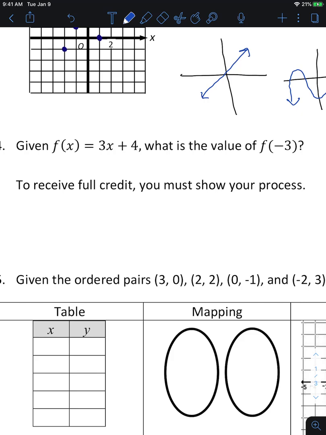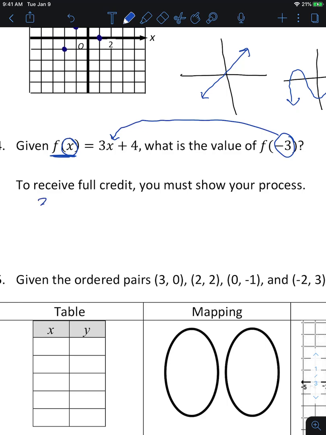Okay, so there's that. Now, number 4, we need to make sure that we are showing our work with this so we can receive credit, because it says if you don't, then you don't get credit. So show our work. So given f of x equals 3x plus 4, what is the value of f of negative 3? So remember, it's originally f of x. We are now replacing this x right here with the number negative 3, which means we need to substitute this value in right there. We need to replace it, plug it in.